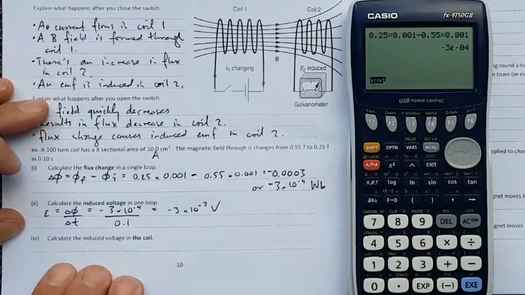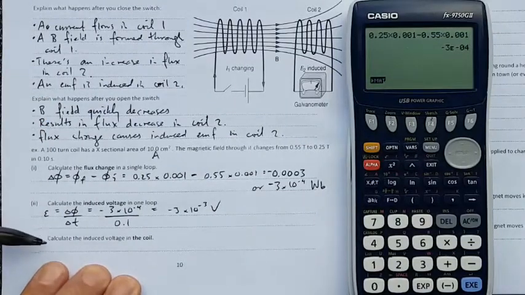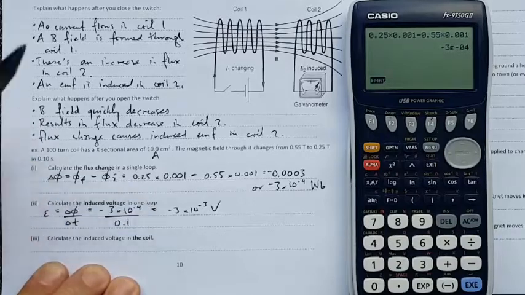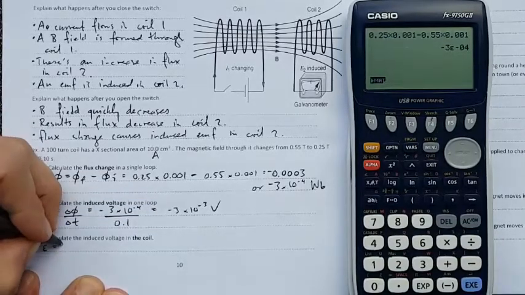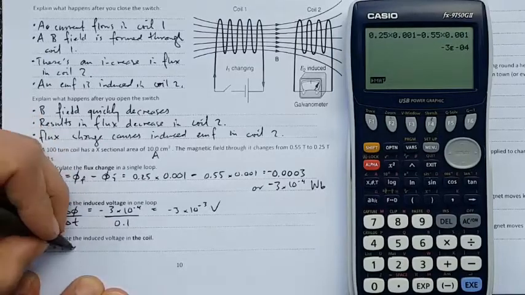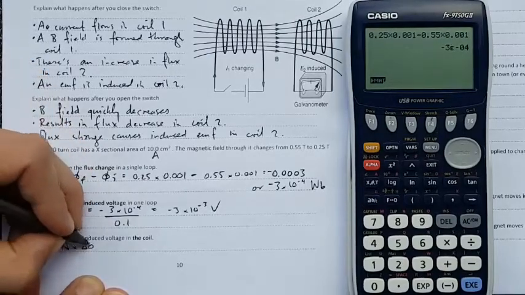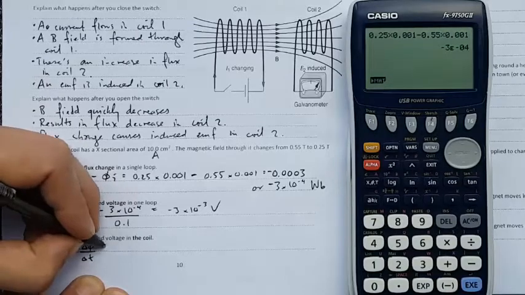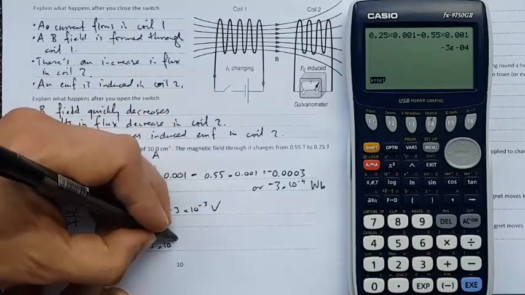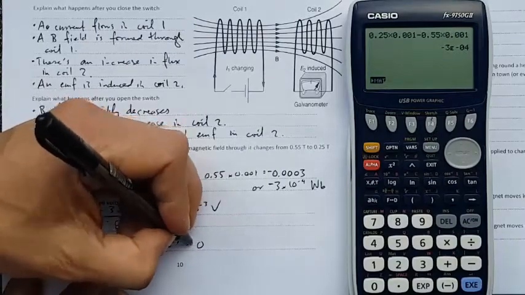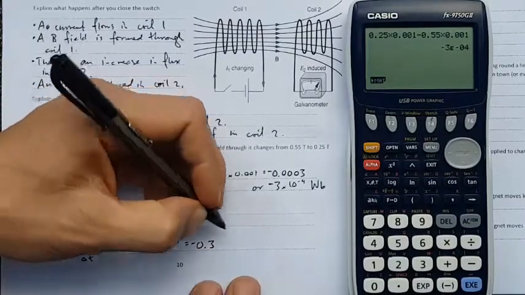The induced voltage in the whole coil, if we have a number of turns, so in this case 100, just increases the induced EMF by a factor of 100. So EMF is equal to N times delta phi over delta t, which is equal to 100 times negative 3 times 10 to the minus 3, which is equal to negative 0.3 volts.